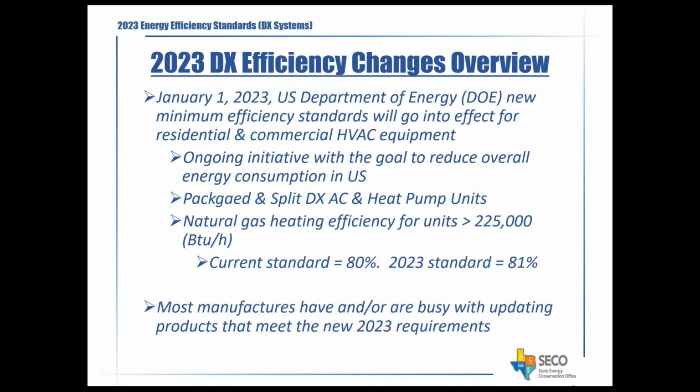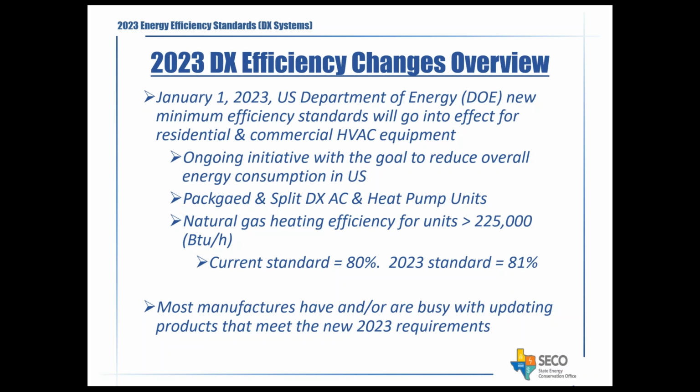So the 2023 DX efficiency changes, this is just a brief overview of this. As of January 1, 2023, the U.S. Department of Energy, which is also shortened DOE, new minimum efficiency standards will go into effect. New efficiency standards for residential and commercial HVAC equipment. So residential and commercial HVAC equipment. Ongoing initiative with the goal to reduce overall energy consumption in the U.S., package and split DX system, AC system, and heat pump units. Basically, there are changes in the efficiency standards and we'll have new efficiencies for those.